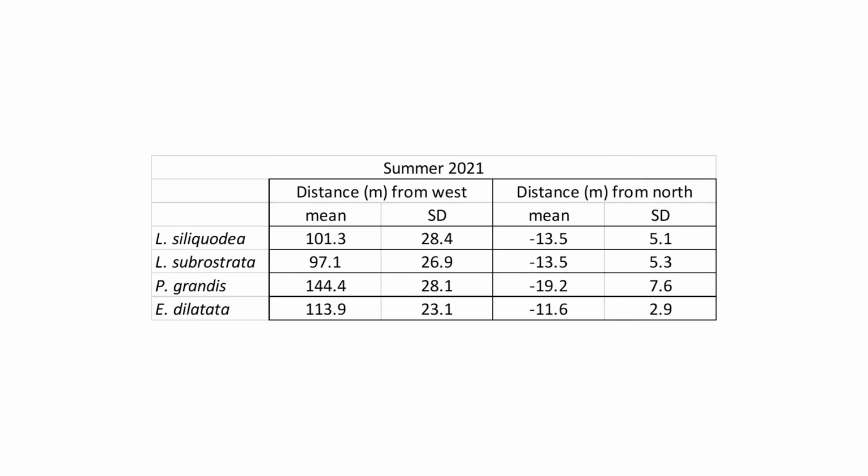In case that went a little fast, here's a summary of what we just saw. In terms of distance from the western baseline, the population centers for Silicoidea, Subrostrata, and Dilatata all fell pretty near one another, while the center for grandis was way off to the east. Also, grandis was centered several meters farther from shore than the other three. Now, whether these differences will stand up to statistical testing remains to be seen.